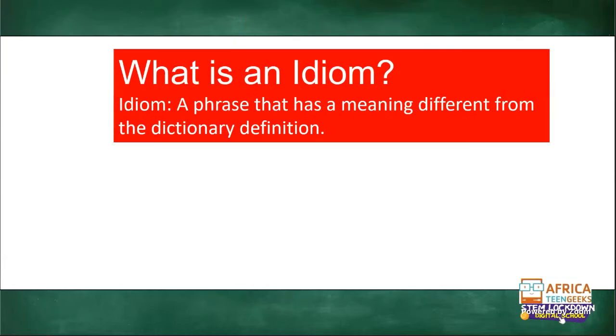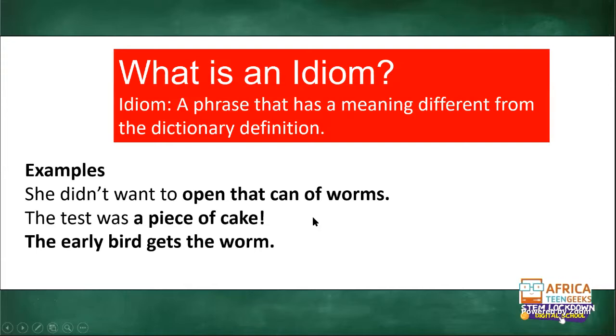What is an idiom? An idiom is a phrase that has a meaning different from a dictionary definition. So, for example, she didn't want to open that can of worms. The test was a piece of cake. So you can see that a can of worms, it's not a real can of worms. It's not a real piece of cake, but it's just comparing the two.